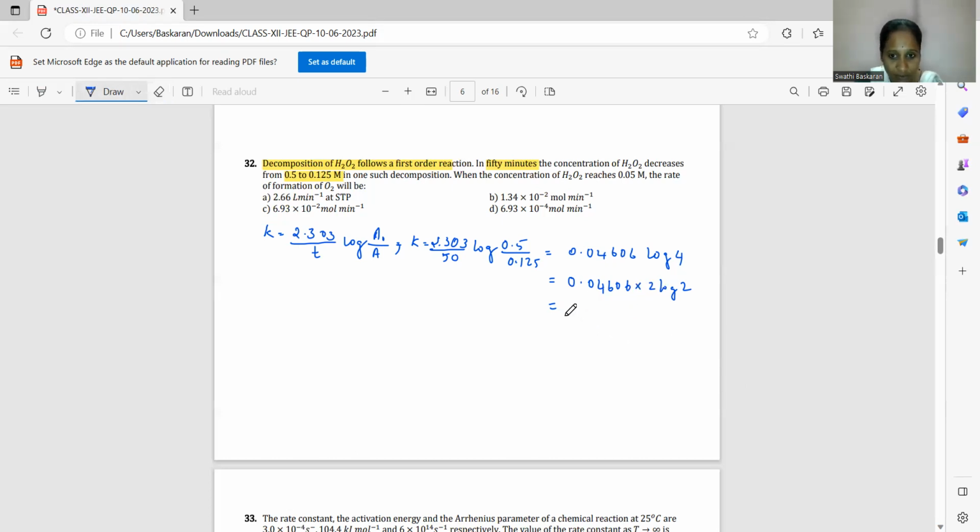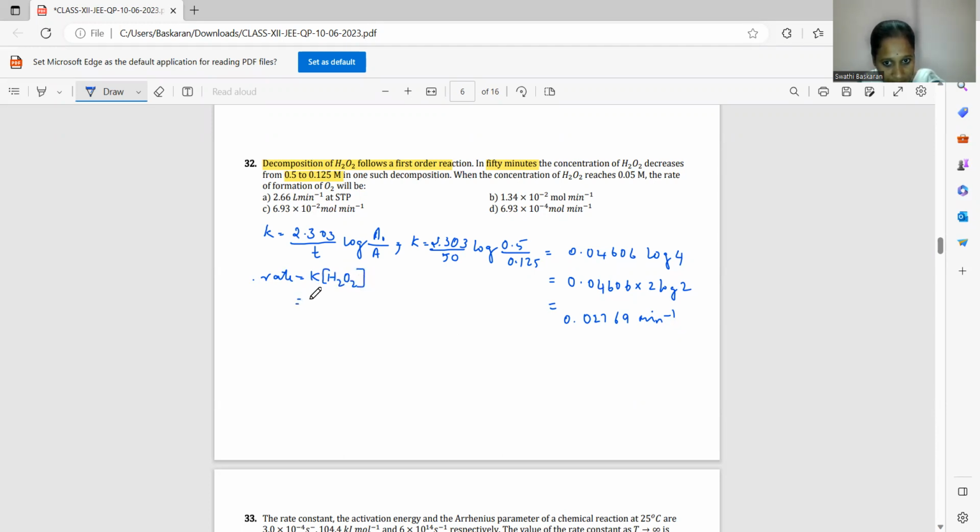So basically this value will be equal to the product of 0.02769 minute inverse you will get. Minute inverse. So first step is done. Then what we have to do? We need to do the second step. What is the second step? Since K is determined, you have to just give the rate. So what is rate? How will you give rate? So rate is equal to K into concentration of H2O2, correct?